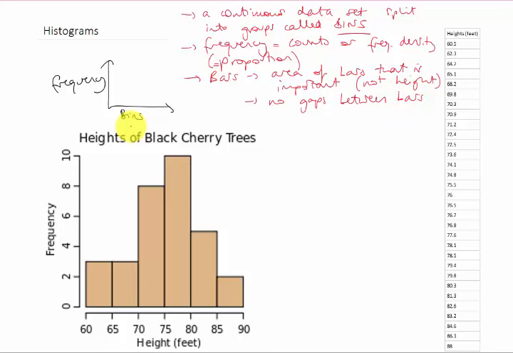Okay, so that's the general outline. Those are the rules. So now let's work through this example. Here we've got the heights of all these different cherry trees. 31 different cherry trees have been measured, and we want to make that into a histogram so we can see the general distribution. That's what it's useful for. Let's write that down: distribution of the data set.